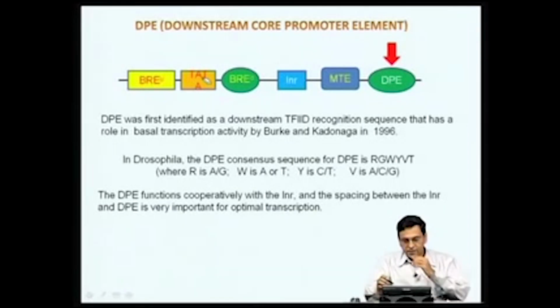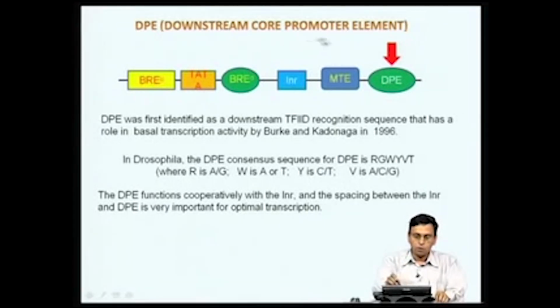Now, the other core promoter element which was discovered is called the DPE, which stands for downstream core promoter element, because it is present downstream of the transcription start site. The initiator is present on the transcription start site, so +1 is somewhere here. The DPE is present downstream of the transcription start site, therefore it is called the downstream core promoter element, or DPE. The DPE was first identified as a downstream TFIID recognition sequence that has a role in basal transcription activity, by Burke and Kadonaga in 1996.